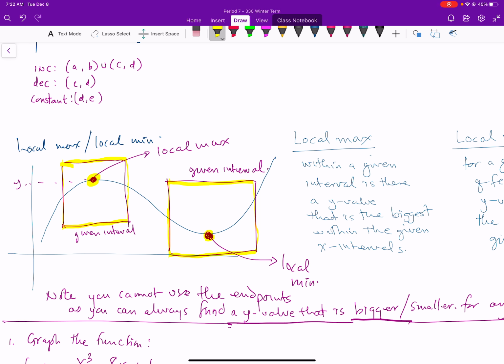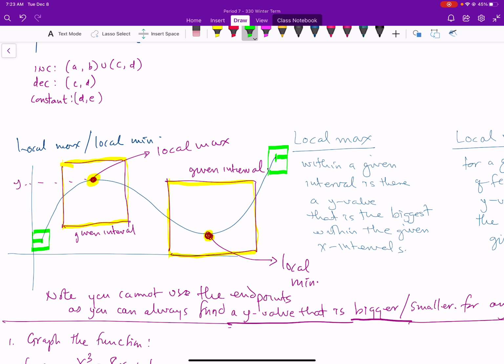We cannot consider the endpoint because anytime we're looking for a local, we are looking at a given interval, like the box. When I look at this box, the graph ended right here. There is nothing here, so really we can't compare. All right, same thing with this. The graph ends right here. There's nothing on this side, so there's really nothing to compare within that box. But the yellow boxes that I have, that is perfect.